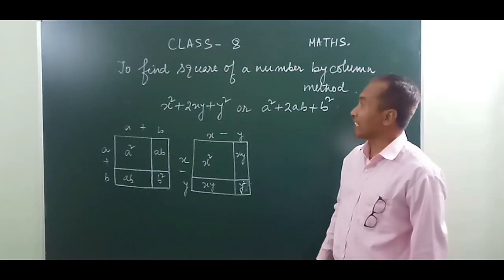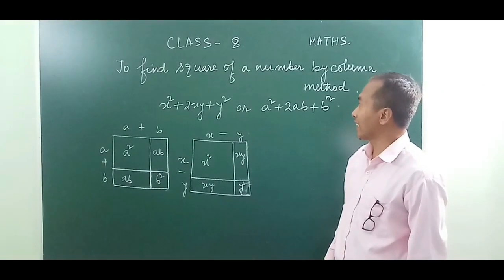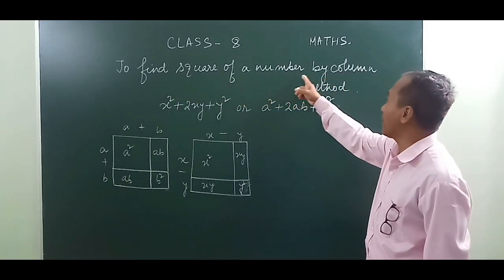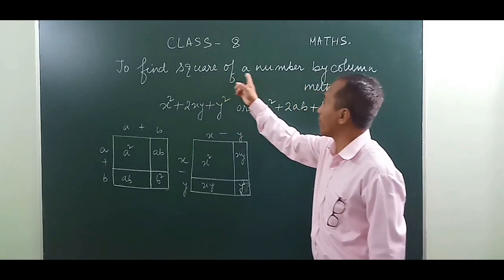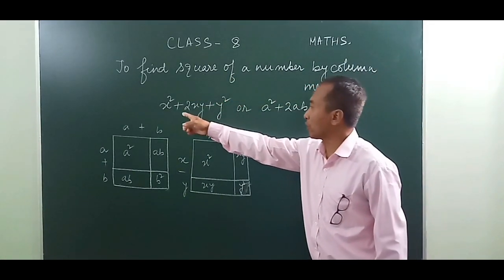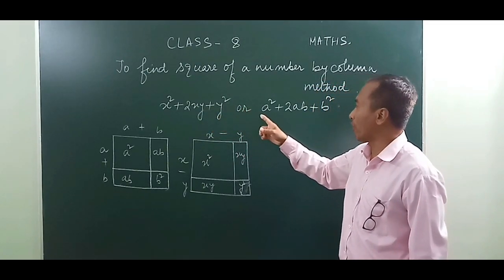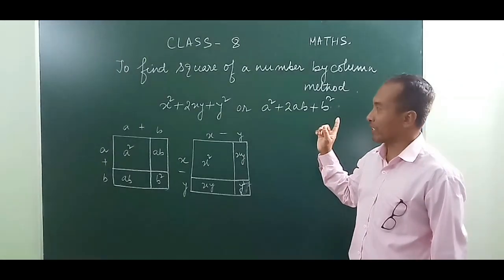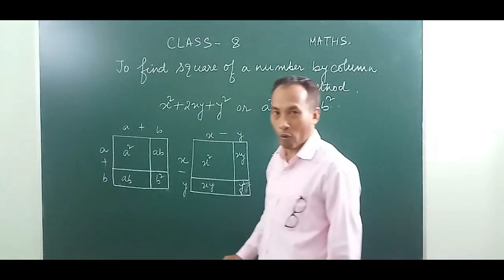Today we are still continuing with squares, cubes and their roots. And in this section we are going to find the square of a number by the column method. For this we are going to use x square plus 2xy plus y square, or a square plus 2ab plus b square. You must be wondering how this formula comes. So let us do an activity at home.